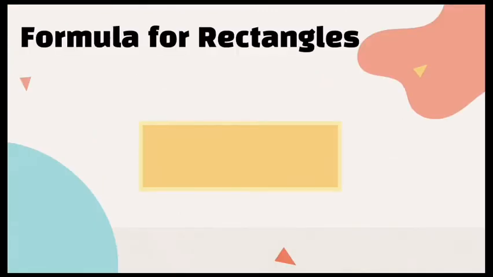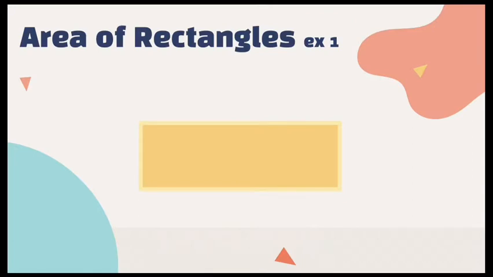So for a rectangle, the long side is called the length and the short side is the width. So to find the area of a rectangle, we do length times the width, and that's all it is. So let's try an example. We have a rectangle. Remember, its area is length times width.